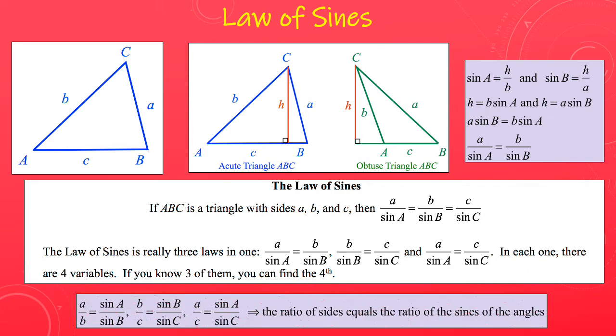The law of sines can also be expressed as little a over little b equals sine A over sine B. Little b over little c equals sine B over sine C. And little a over little c is equal to sine A over sine C. This says that the ratio of sides in a triangle equals the ratio of the sines of the angles.